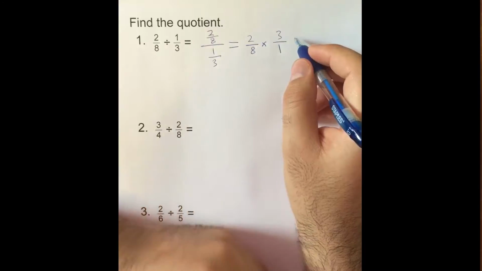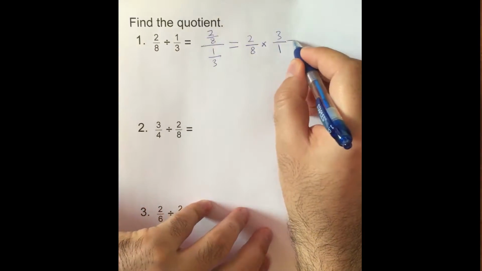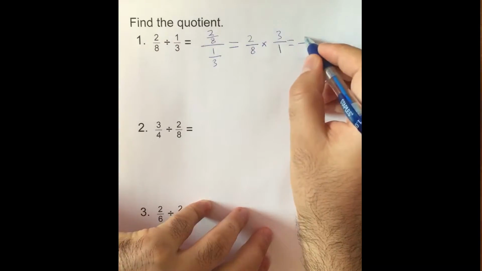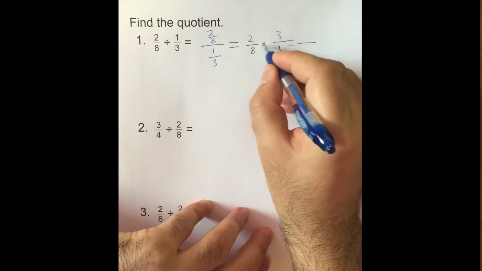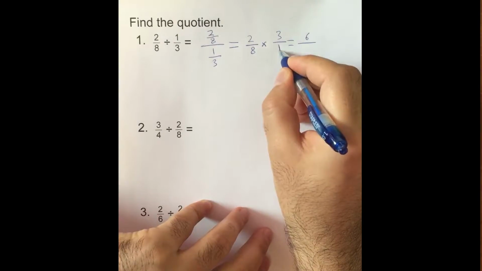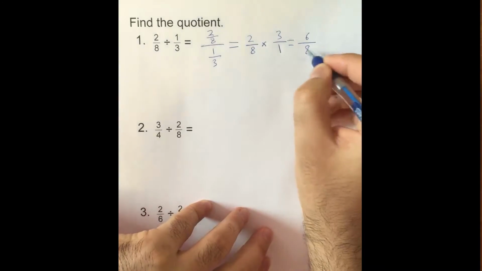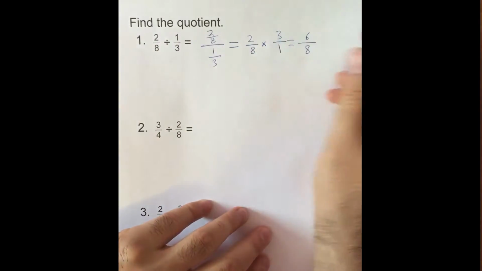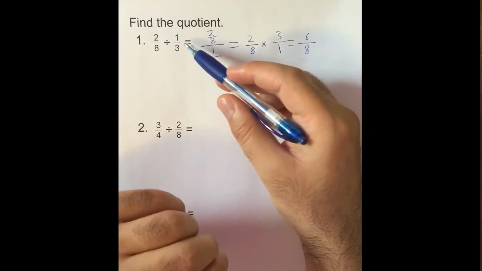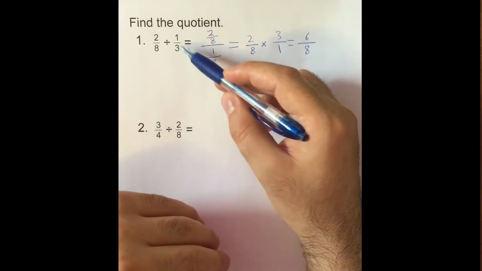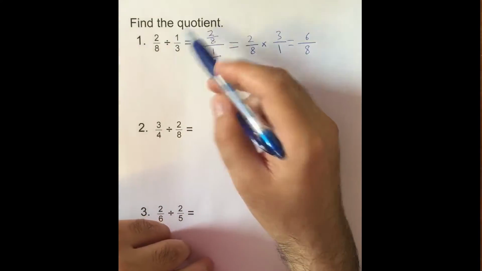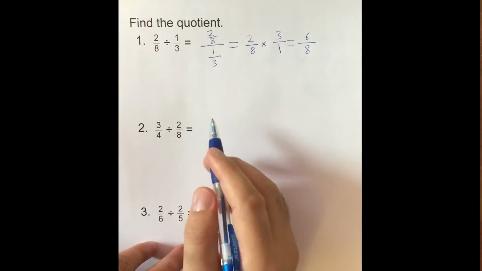As in the previous video, I showed you how to multiply two fractions. All you have to do is multiply the denominators and the numerators and write them over here. So 2 times 3 is 6, and 8 times 1 is 8. Okay, so this is just the answer. It's just division is a multiplication, but you have to switch the second fraction always, not the first one, the second one.